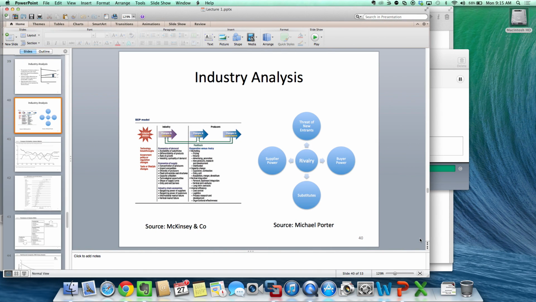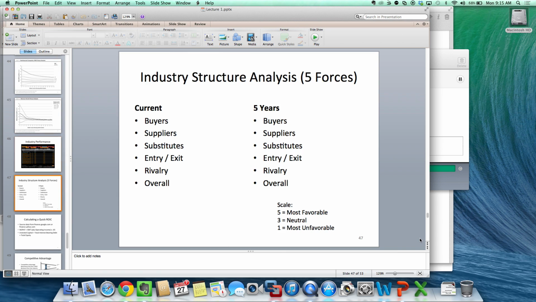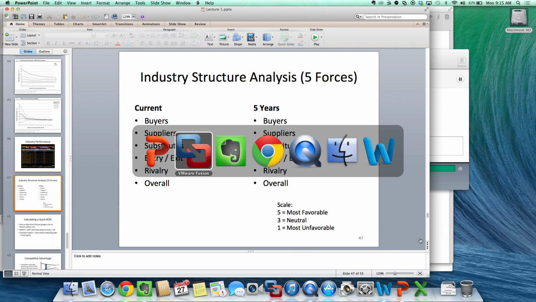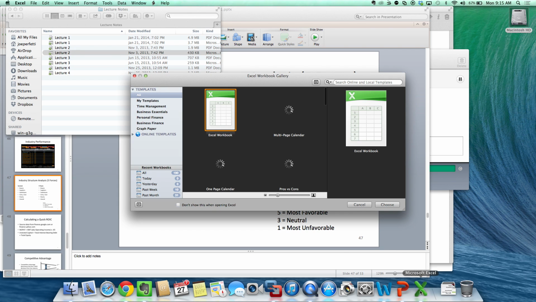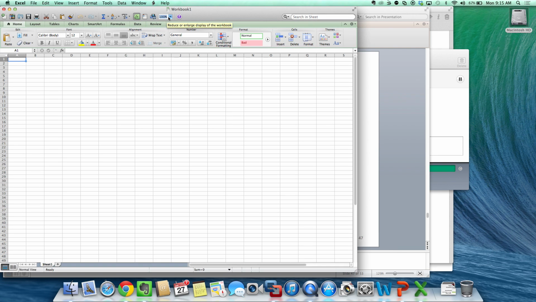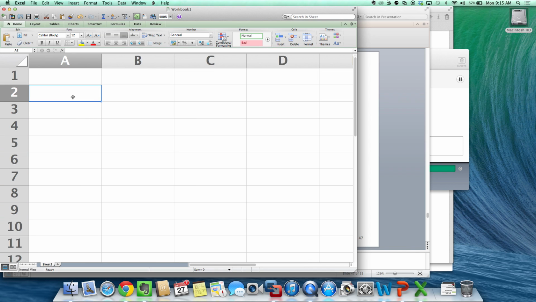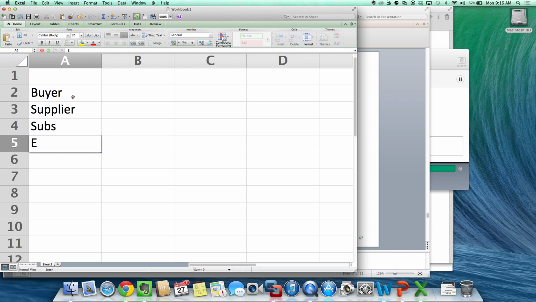In this class, we're going to use an arbitrary 5-point scale for each of the forces. And the 5-point scale is going to have meaning to us. It's going to be a scale of 1 to 5. On our arbitrary scale, we're going to do this in Excel. I'm going to pop open Excel. So I have my buyer power. I have my supplier power. I have my substitutes. I have my entry barriers. And I have my rivalry.